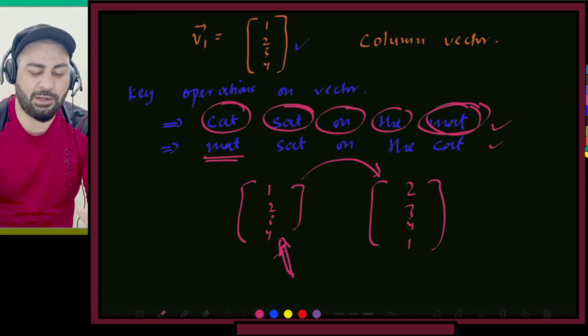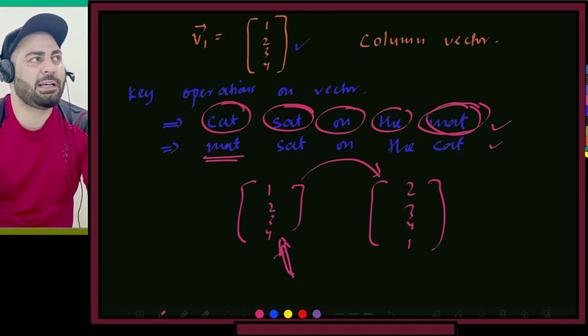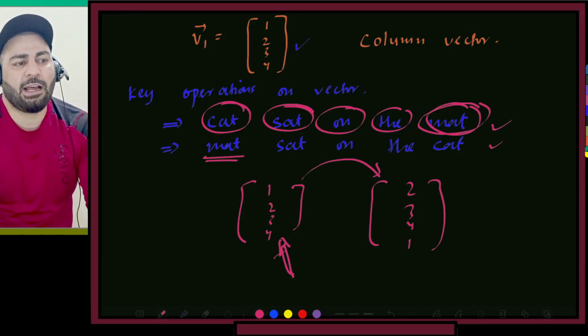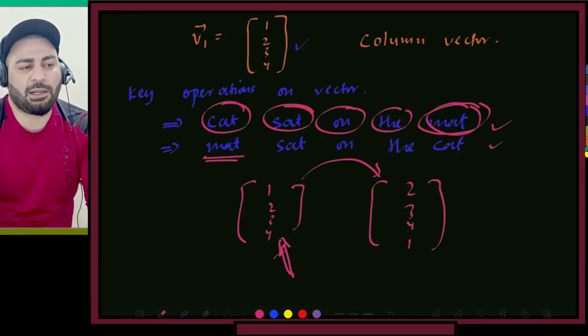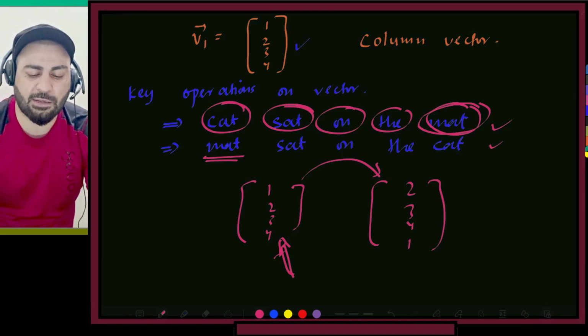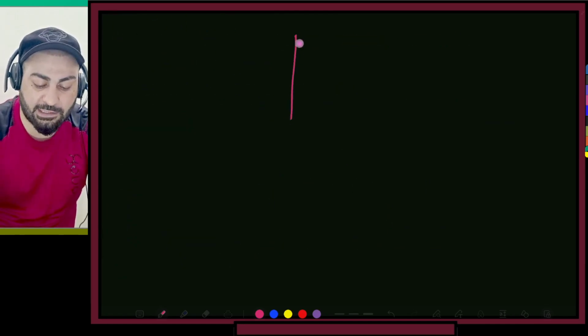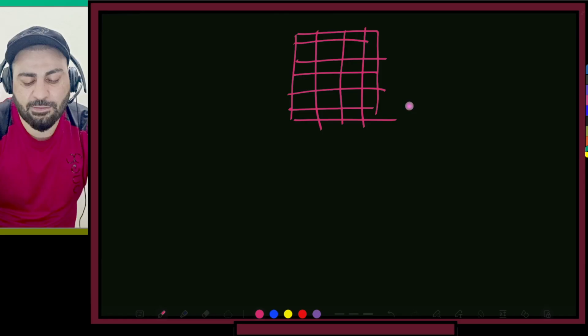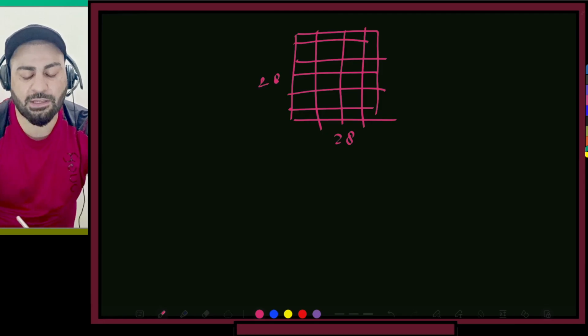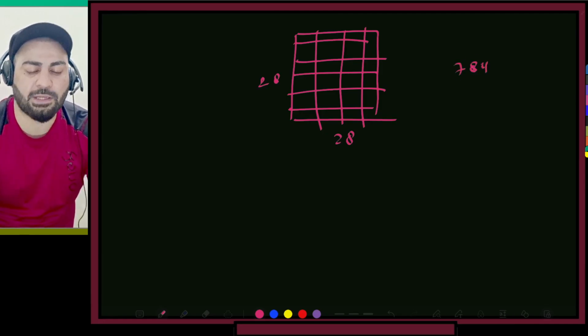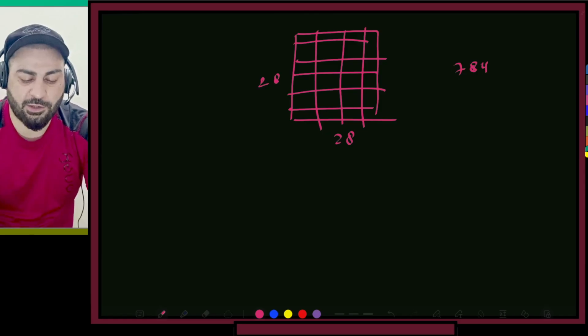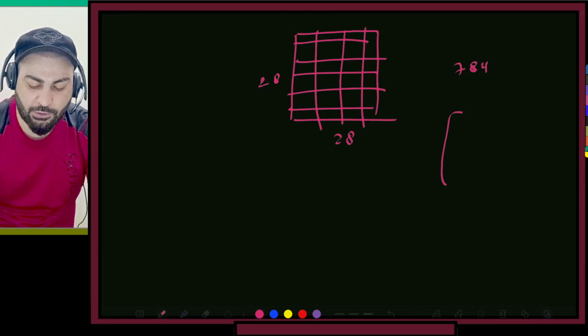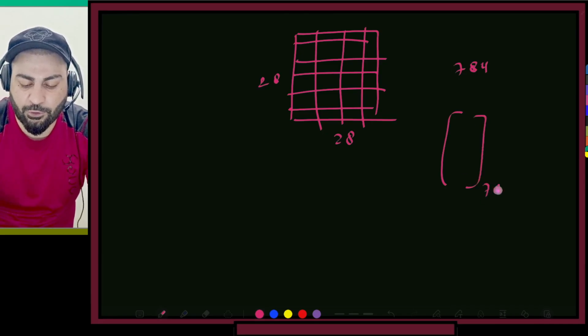By operation I mean, you should think of these vectors as some physical thing, and then I have to have a mathematical construct for that. For a picture, as I told you yesterday, let's suppose I have a picture like this, and it's 28 cross 28. By that I mean 28 pixels here and 28 pixels here. So in total I have 784 pixels that represent this picture, so I'll have a vector of size 784 cross 1.